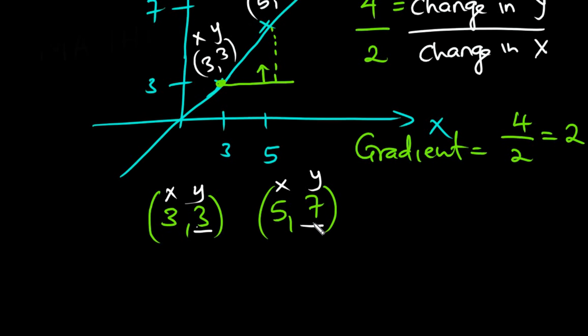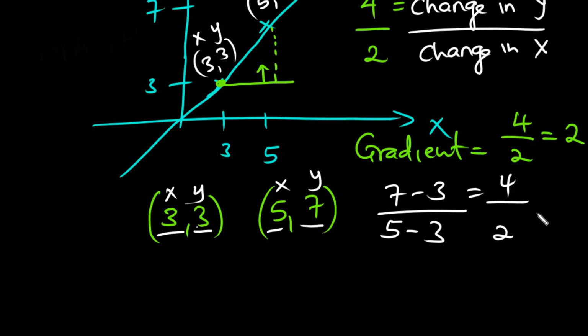You just need to look at 3 and 7. That is the change in y. So you can say 7 minus 3, moving from 3 to 7. That is the change in y, and then we divide it by the change in x, which is from 3 to 5, so 5 minus 3. So we have 4 and we have 2. 4 divided by 2 is 2. So we now have the gradient of this line. We are going to use this gradient to get the equation of this line.